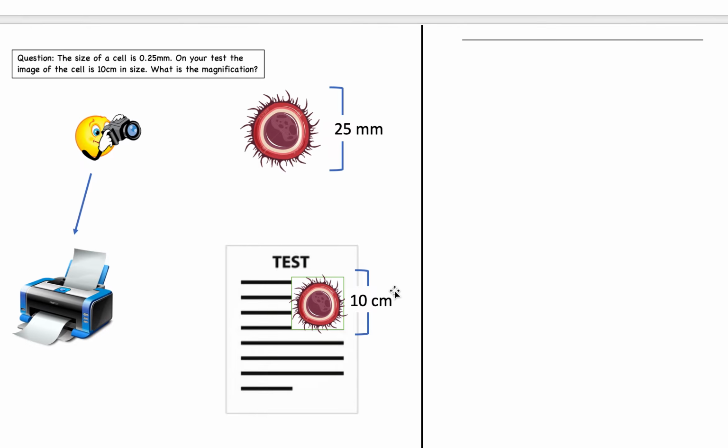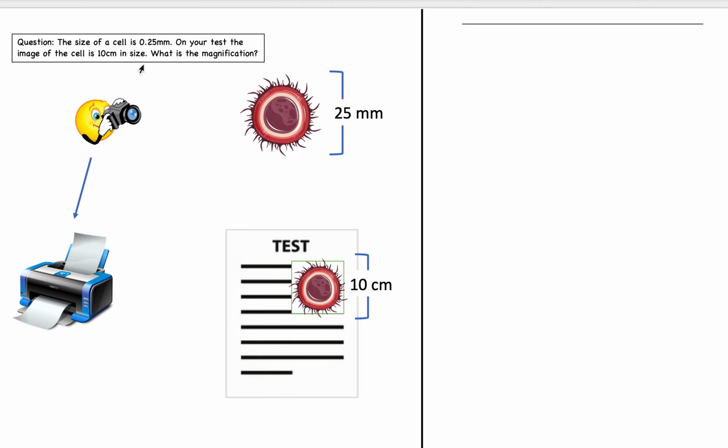Okay, let's get to a question that's more realistic to science. So it's pretty much the same concept. I want you to try it by yourself first. So the question is, the size of a cell is 0.25 millimeters. On your test, the image of the cell is 10 centimeters in size. What is the magnification?